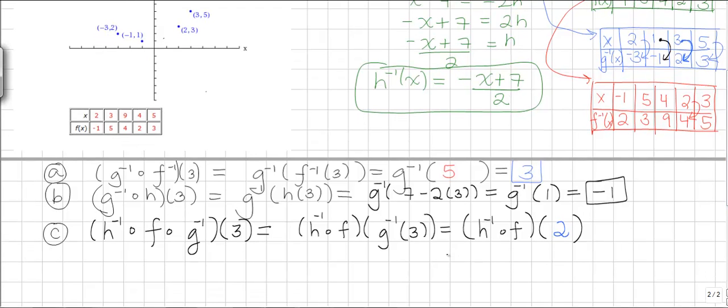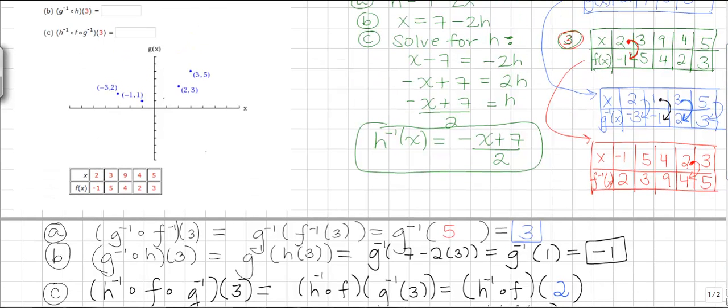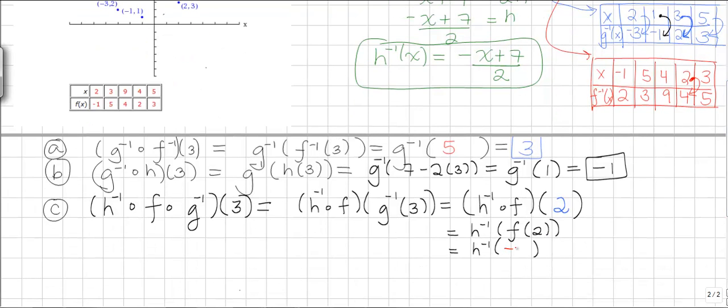And then we'll have to deal with h inverse of f of 2, which is h inverse of, and f of 2 again goes to the value negative 1. And finally, h inverse of negative 1 means we substitute negative 1 into the formula for h inverse, which gives us 8 over 2 or 4.